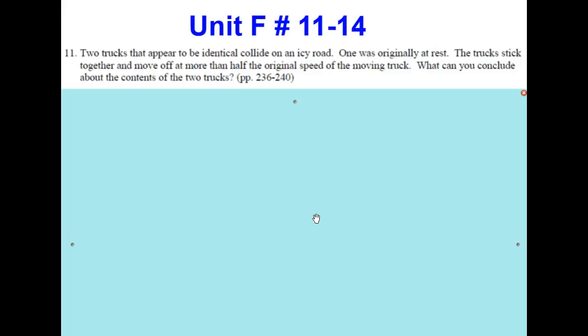Two trucks that appear to be identical collide on an icy road. One was originally at rest. The trucks stick together and move off at more than half the original speed of the moving truck. What can you conclude about the contents of the two trucks?